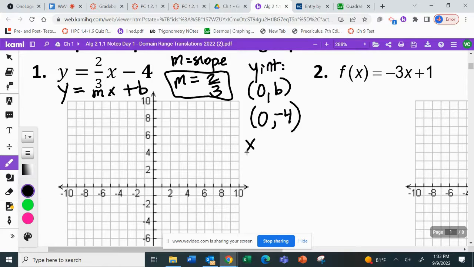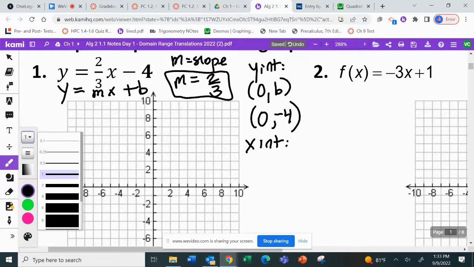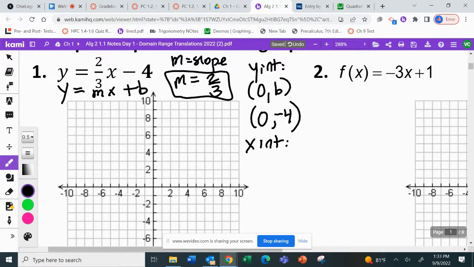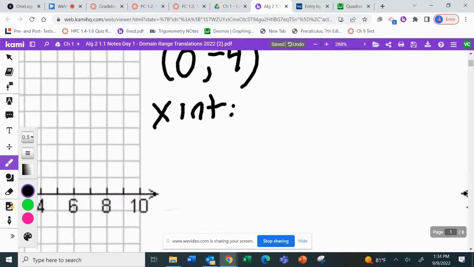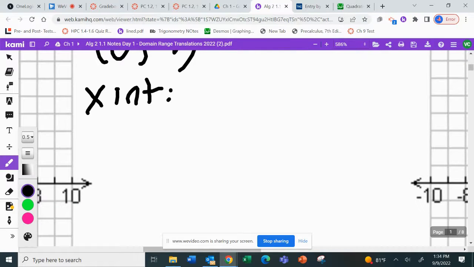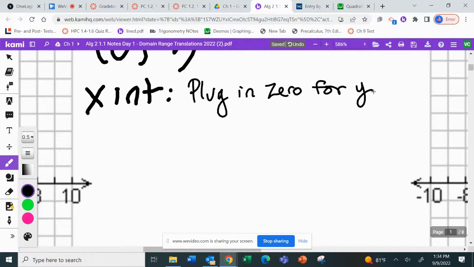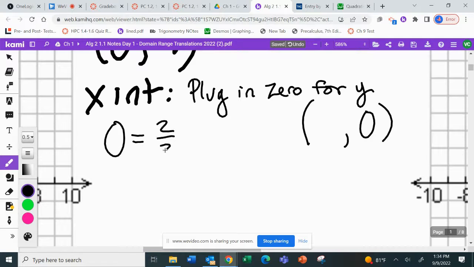And then the x-intercept is the one that has a little bit more work. I need to change the thickness here. There we go. So I'm going to zoom in a little bit more. For the x-intercept, plug in 0 for y so that we can solve for x. When we're done, the x-intercept is going to be something, comma, 0, because we're plugging in 0 for y. So in the equation, I'll have 0 equals 2/3 x minus 4.